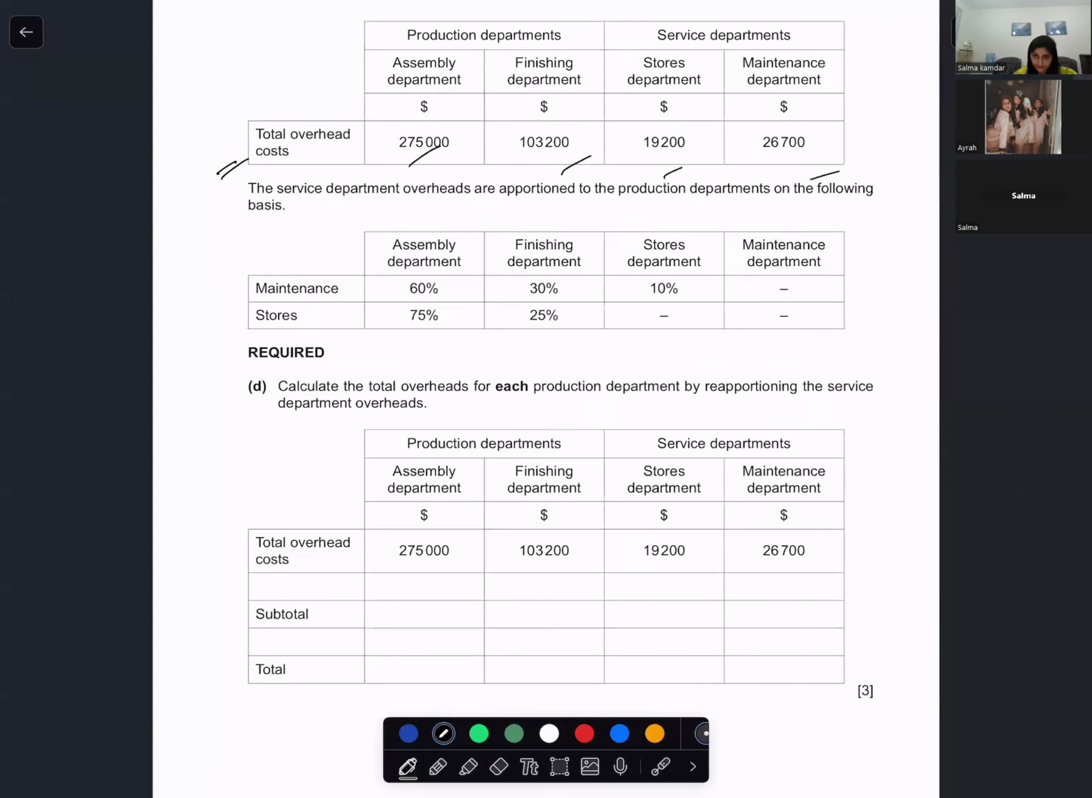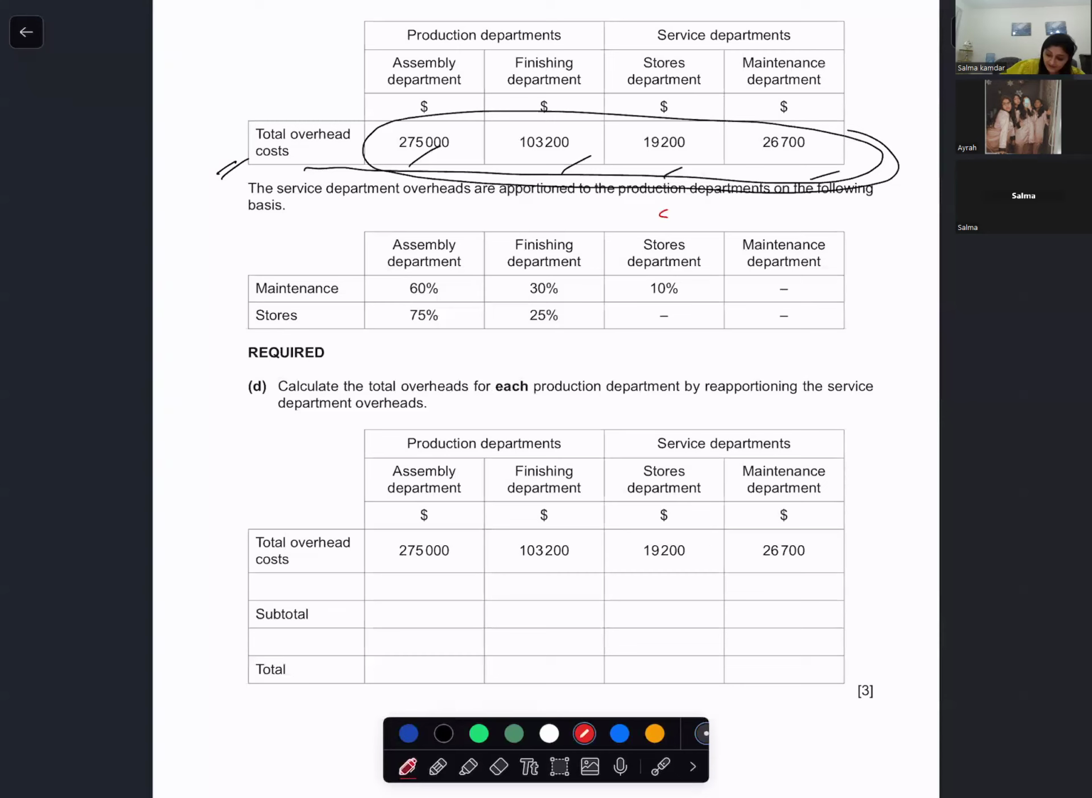Now you have to calculate total overheads for each production department by reapportioning. The overheads are already given, see? Now what you have to do? You have to reapportion the service department overheads to the production department on suitable basis. Are you with me? So you have to reapportion service department overheads to production department on suitable basis.